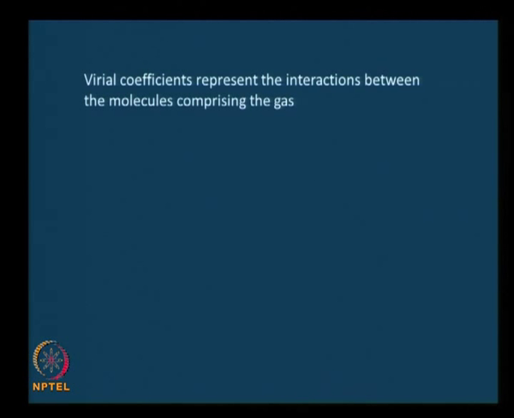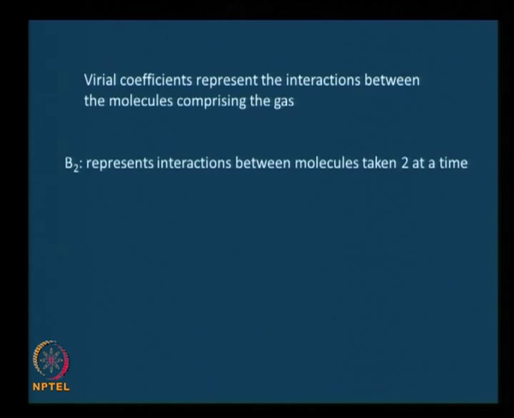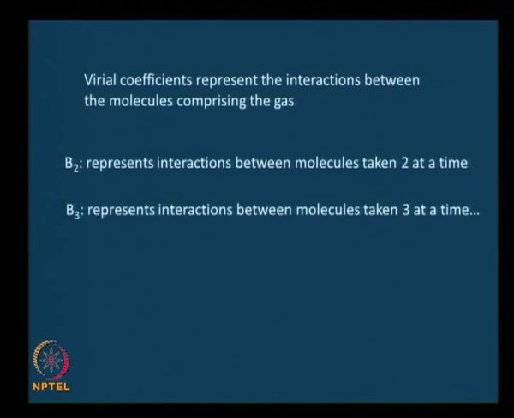These virial coefficients represent the interactions between the molecules or the particles that comprise the gas, typically molecules. For example, B2 represents the interactions between particles in a gas taken 2 at a time. B3 represents interactions between molecules taken 3 at a time and so on.